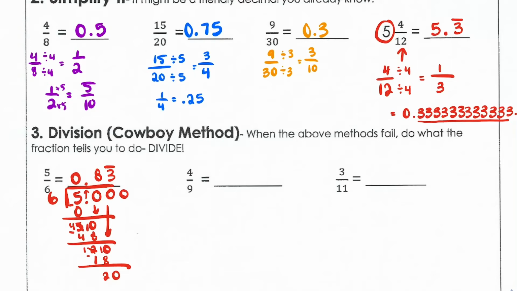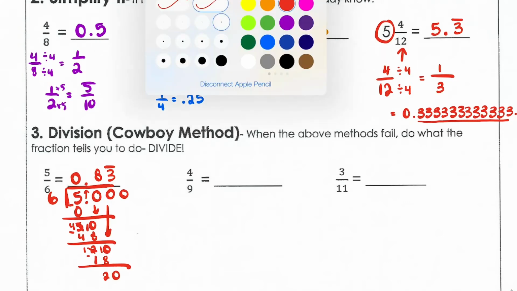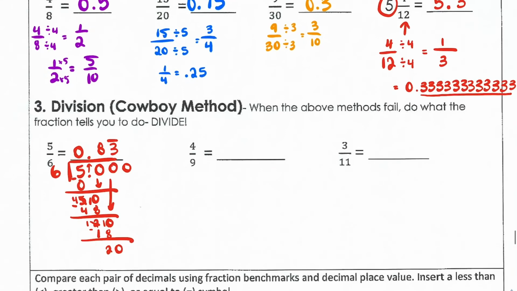Okay, man, these are tough fractions here. Let's do it again. Remember that the cowboy is on top. He goes inside the house. And then the horse stays outside. I know immediately 9 does not go into 4, so I'm going to go ahead and put a decimal in there. Once you put a decimal inside the house, it's going to go straight up.